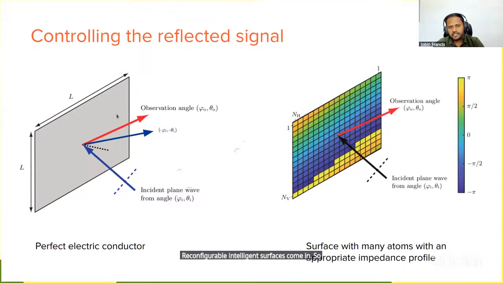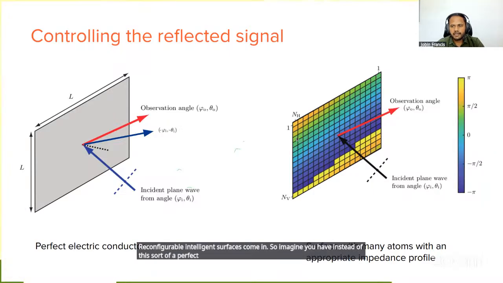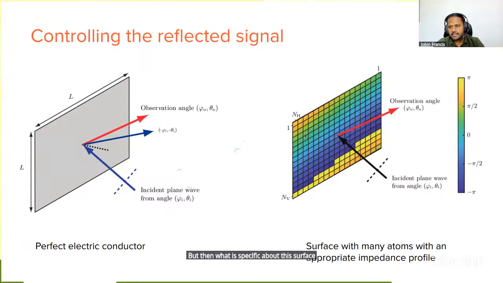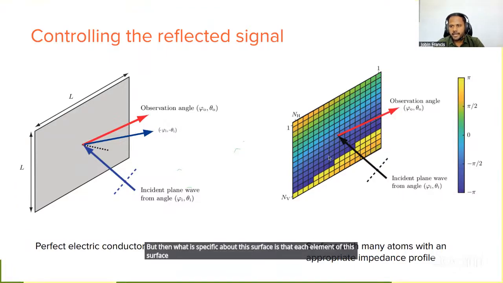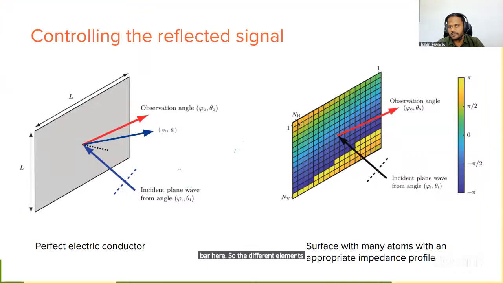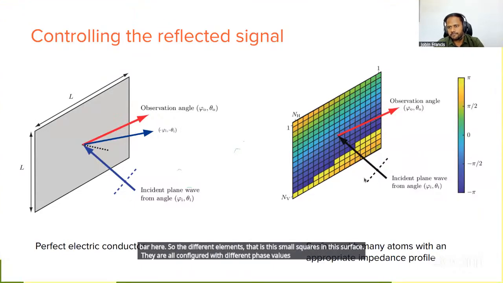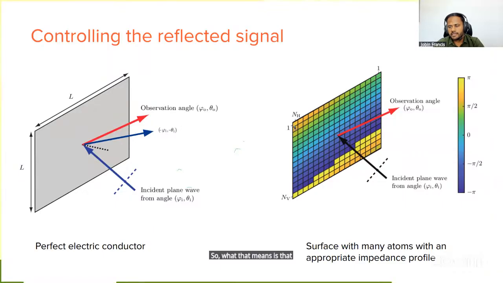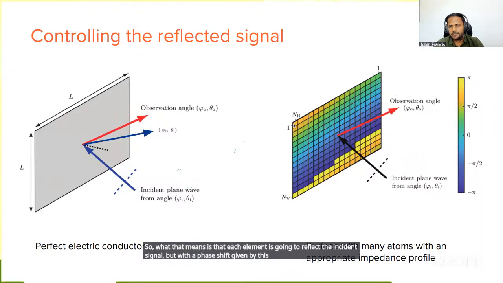So imagine that instead of this perfect metallic conductor, you replace it with some kind of discrete surface as shown here. What is specific about this surface is that for each element, you can adjust the phase of the reflected signal. Suppose that is possible. That is what is shown in this heat bar here. The different elements, that is these small squares in this surface, are all configured with different phase values, right? So each element is going to reflect the incident signal, but with a phase shift given by this color code here.